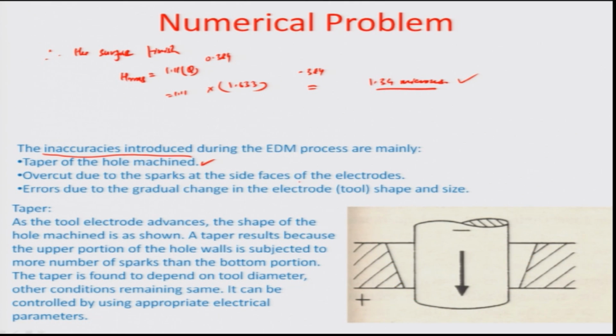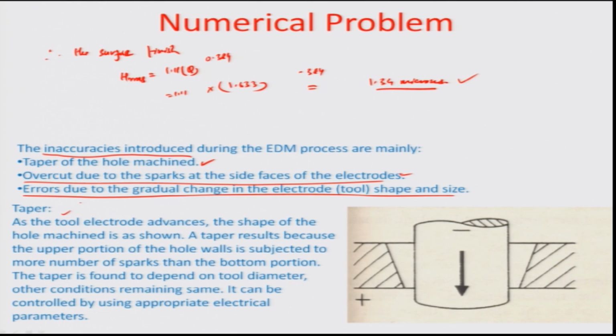So, the second problem that exists is the overcut due to the sparks at the side faces of the electrodes. Particularly the problem comes when there is a tendency of debris material to be caught between the side wall of the tool and the hole that is being created on the ED machine surface. So, there is always a change in the spark length because of it, which would adversely affect the surface roughness at the side faces. Also, there are errors due to the gradual change in electrode tool shape and size. Let us look at some of these errors one by one.